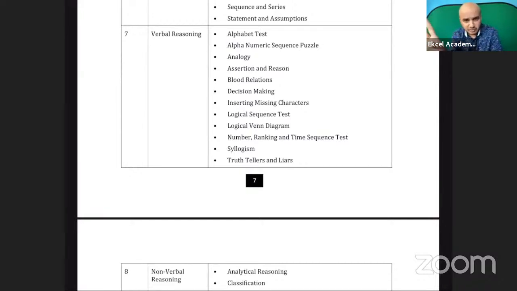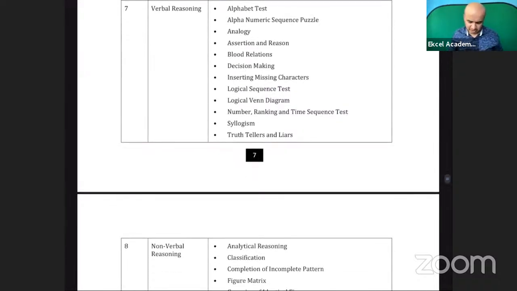You may say the institute is unfair. That's how it is. You have taken up the course. You'll have to do it. But fortunately for us, 9 out of 10 questions will not be of that type. So that solves our problem to a great extent. Anyway, next, what do we have? Inserting missing characters, simple, cakewalk, nothing much. Logical sequence test, logical Venn diagram, all these are again based on logic.